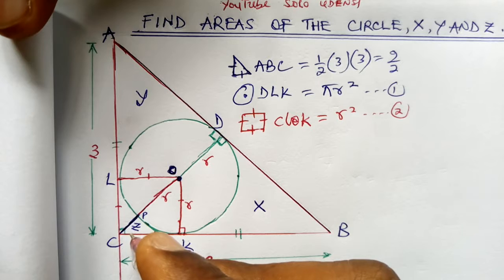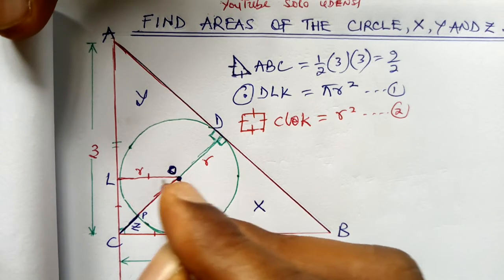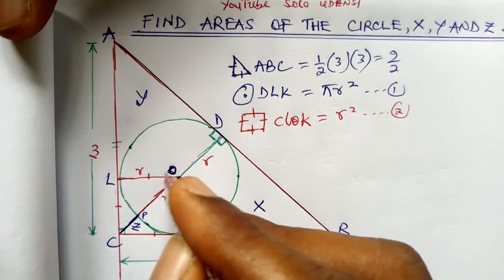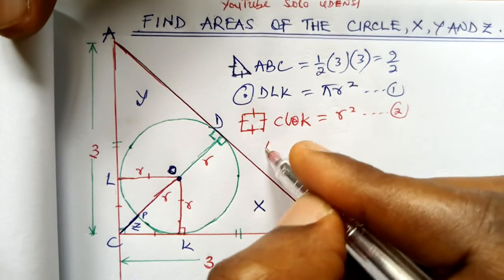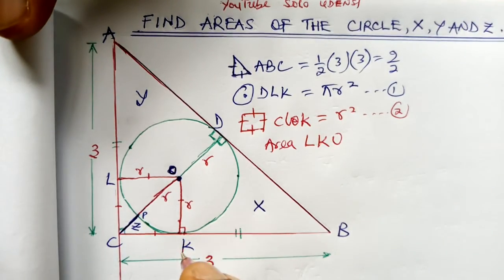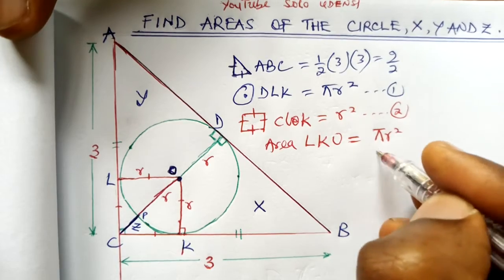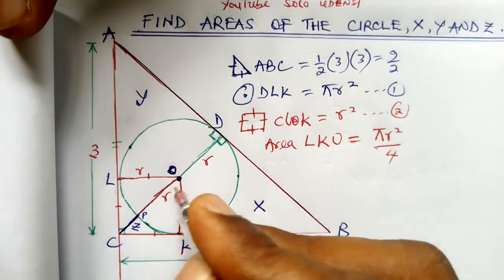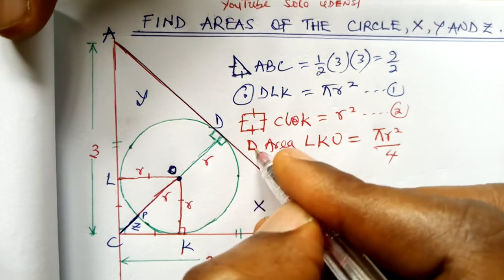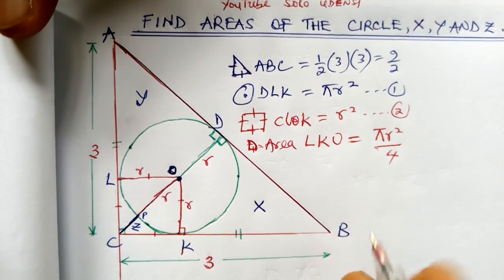That means that our area of a quadrant, our quadrant is now this. So let me call it LKO. Area of LKO is equal to pi r squared over 4, because it's a quadrant, and you know, it's drawn this way. Area of a quadrant, LKO, is equal to that.